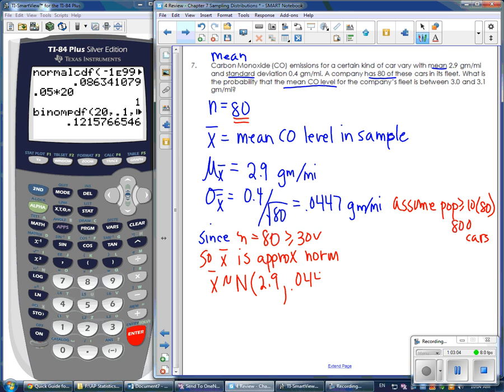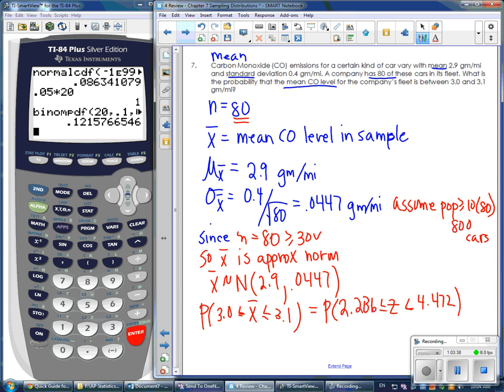And if you want, you can say X bar is distributed normally with a mean of 2.9 and a standard deviation of 0.0447. And so the question we're trying to find is the probability that our mean is between 3 and 3.1. Make sure that you're using appropriate notation here, so that we're talking about X bar because it's representing a sample mean. When I standardize these values, I get a z-score of 2.236, less than or equal to z, and it doesn't matter if you have the equal signs or not, because with a normal distribution, it doesn't matter. And then my upper would be 4.472. And that probability is 0.0127.